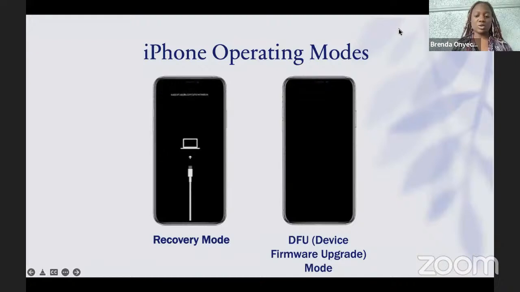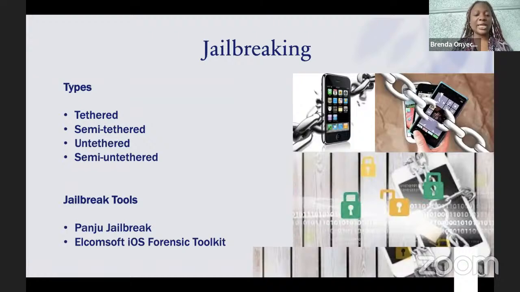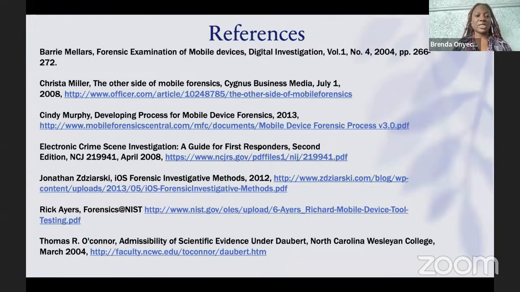So we go right into the jailbreaking tools. What is jailbreaking? It's the removing of software restrictions that are intentionally put in place by the device manufacturer, and this gives an investigator more access when investigating. We have types of jailbreaking, which are tethered and semi-tethered. We also have tools that we can use, like Panju jailbreak, which you can use to run different processes in the background. We also have Soft iOS forensic toolkit, which is mostly for iOS. These are references you can see.